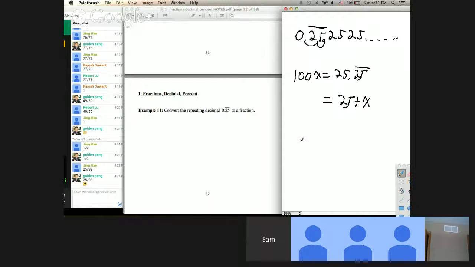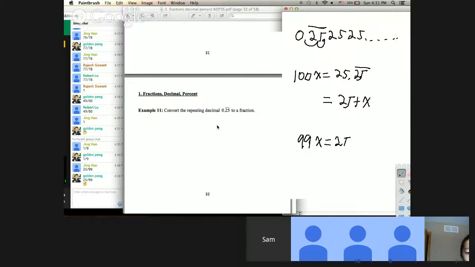And then move x to the other side, so we get 99x equals 25. And then we have x equals 25 over 99. So again, we identify how to get it back to 0.25 after we multiply it by a multiple of 10. If we multiply it by 100, then it goes back to 0.25 repeating, and then we replace that with our original x, and then we move the x to the other side, and then we divide.